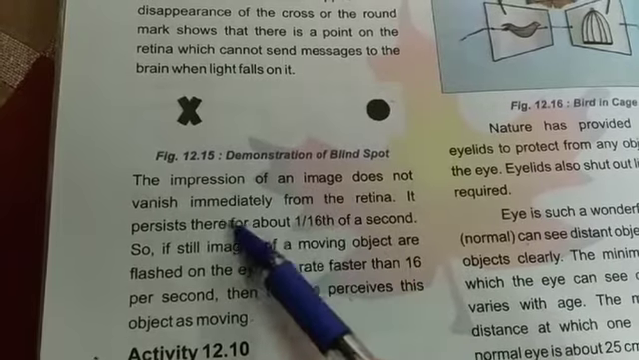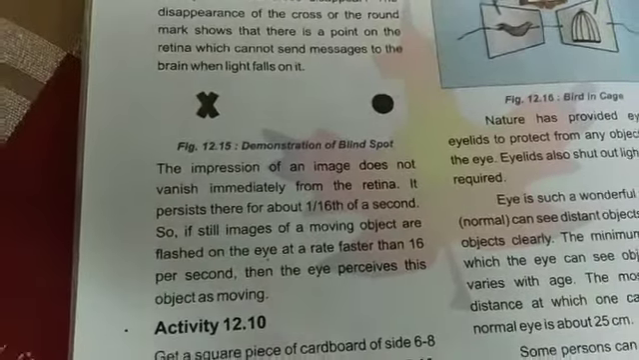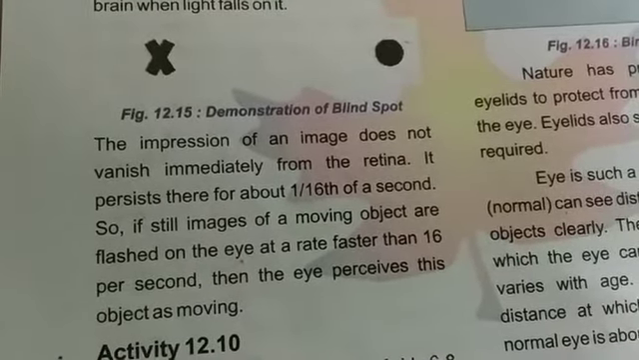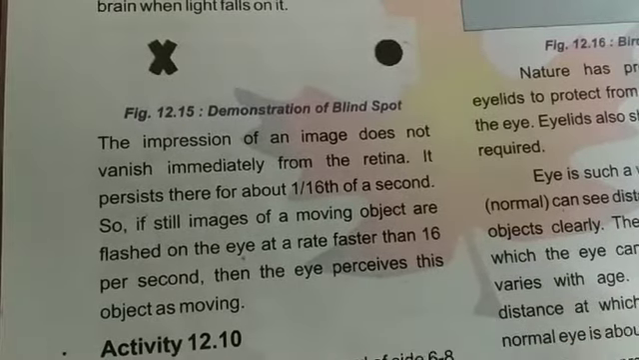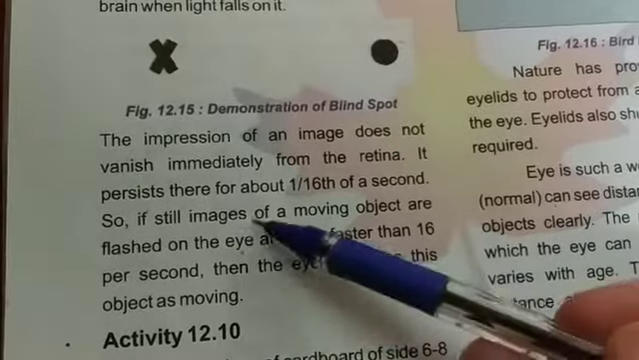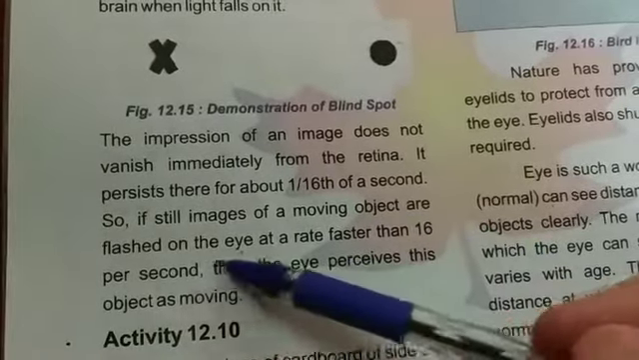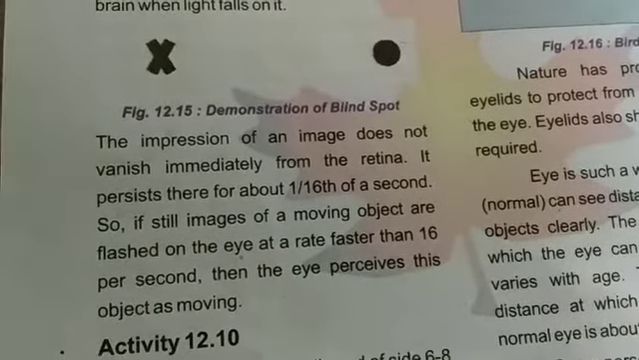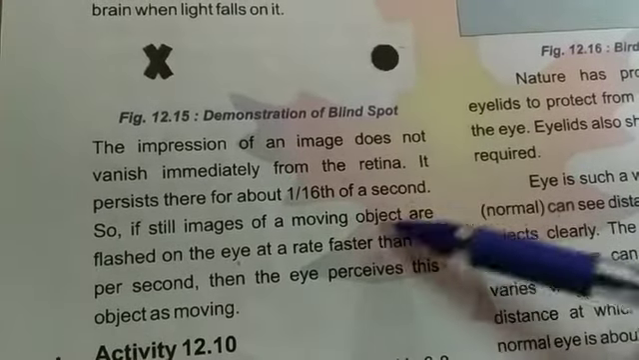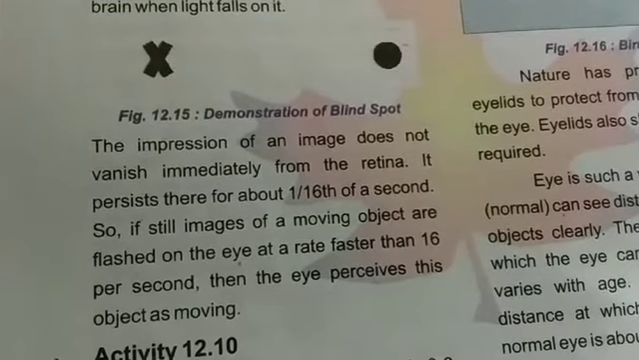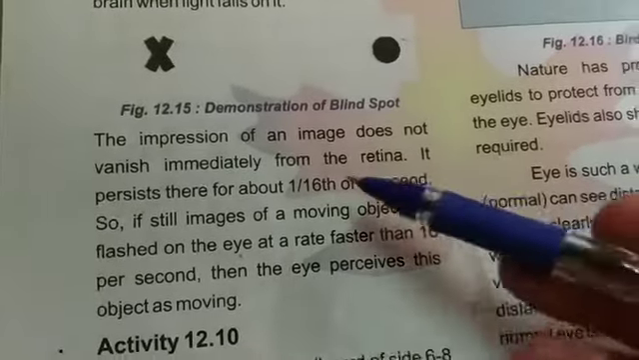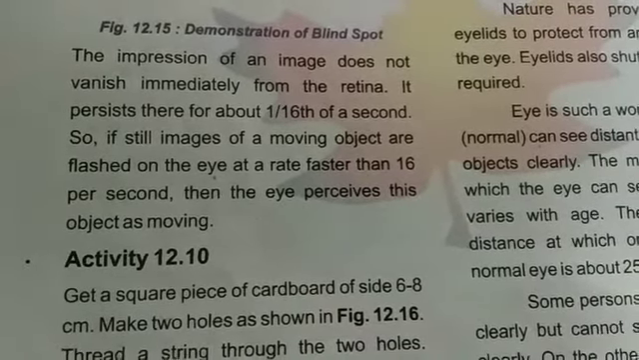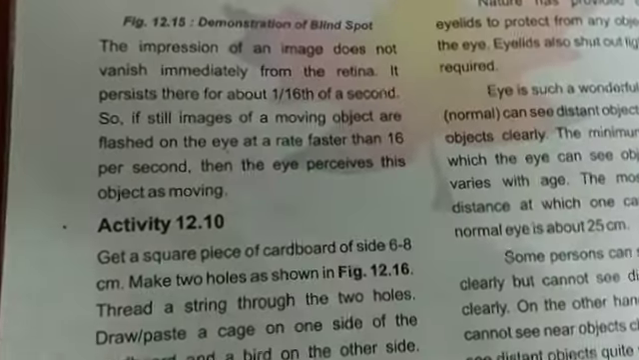The impression of an image does not vanish immediately from the retina. If some image is formed on the retina, it won't just vanish like that. It persists, it stays there for at least 1/16th of a second. So it's a very small duration, but still it's there. So if still images of a moving object are flashed on the eye at a rate faster than this, then the eye will perceive that image as moving. So we will assume that the object is moving, even though the object is still.